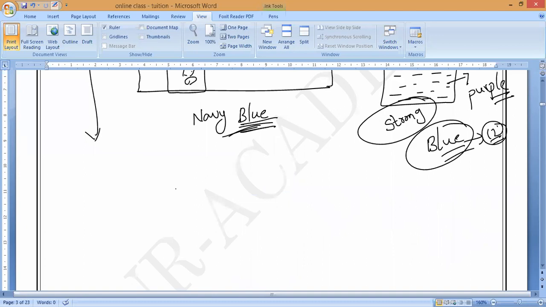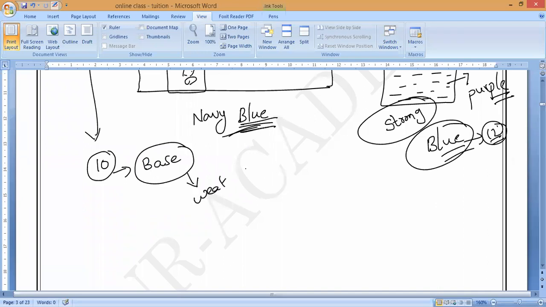So for navy blue, I have found the pH value to be how much? 10. Ten means what? A weak base. Weak base. Very good. That is what you have to remember. Like this, you have to think.